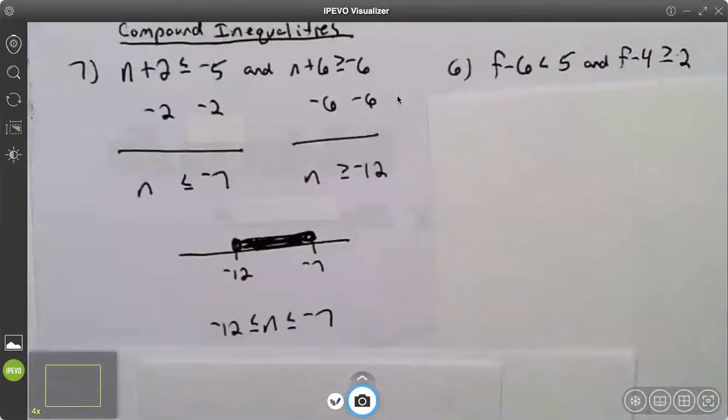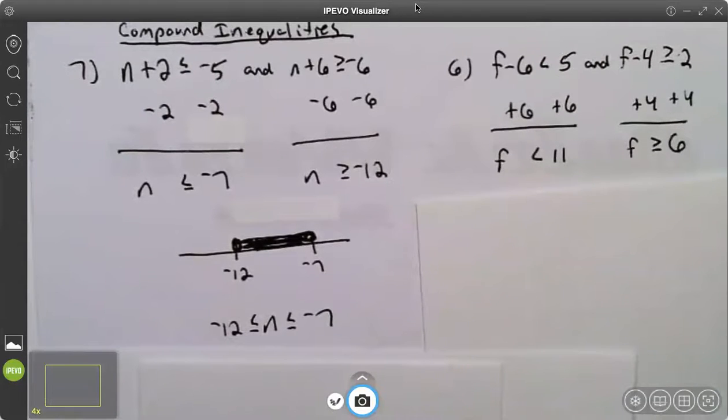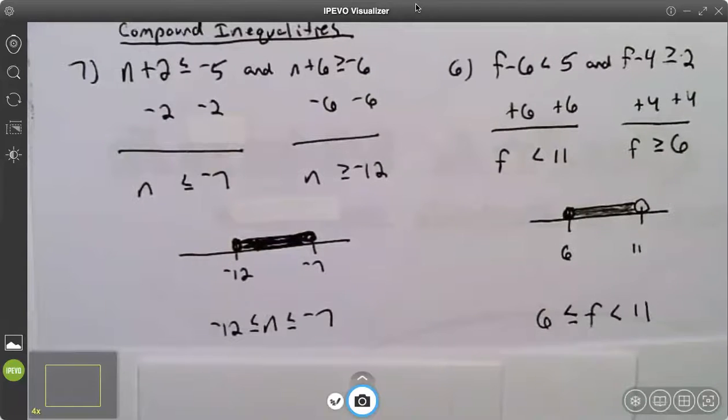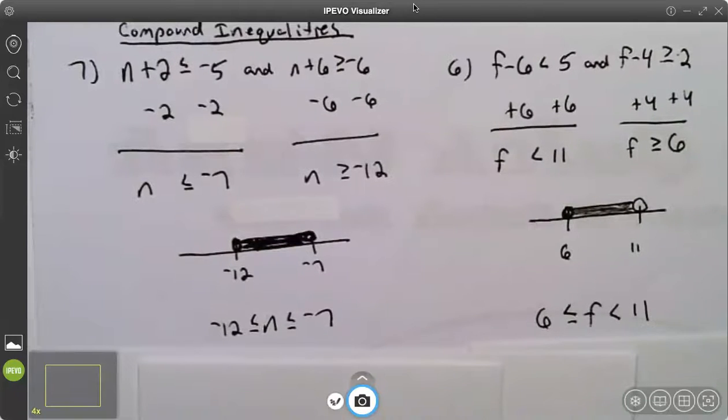So you try number 6. On number 6, the left one you add 6, the right one you add 4. Your answers are f is less than 11, f is greater than or equal to 6. The number line graph would be shaded between the 6 and 11, solid over the 6, open over the 11. And the correct way to write the inequality is with the variable in between the two numbers and your signs written correctly as you see.